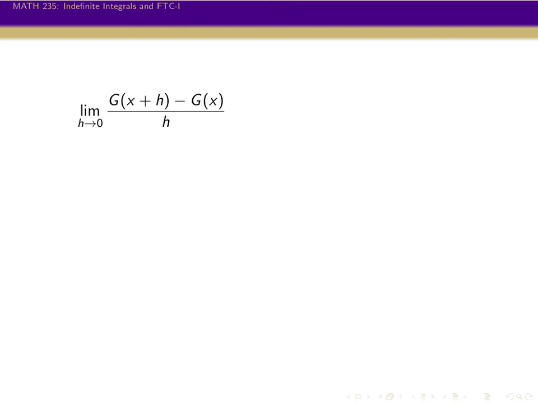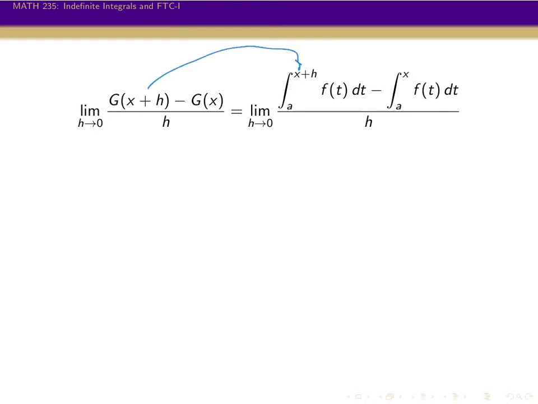We're trying to show that g of x is differentiable and equal to f of x. So let's work on using the definition of derivative for g of x. We're thinking about the derivative of g of x, and that leads to this formula. How is g of x defined? It's an integral of f. So if we want to evaluate g of x at x plus h, we have to move x plus h into our upper bound here, and for g of x, it's x in our upper bound.